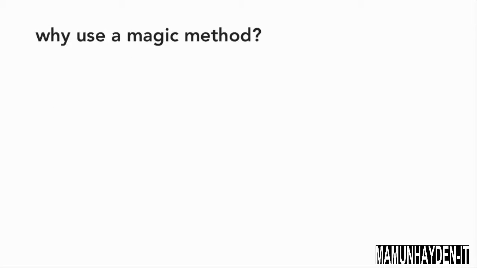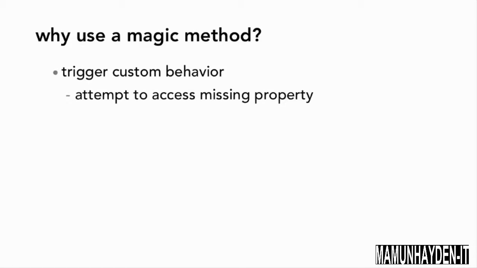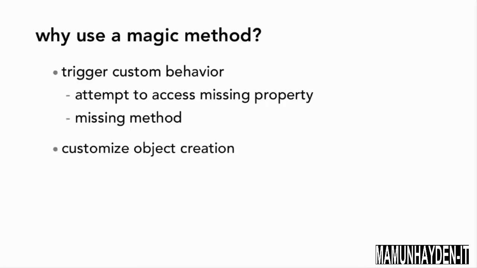Magic methods can be very useful. You can trigger custom behavior upon specific events, such as attempting to access an unset property or calling a method that doesn't exist. You can also customize the creation of an object and set defaults that aren't available at runtime, such as the logged-in user or the current time.